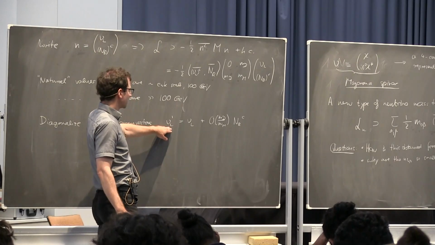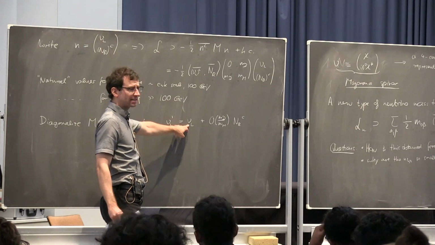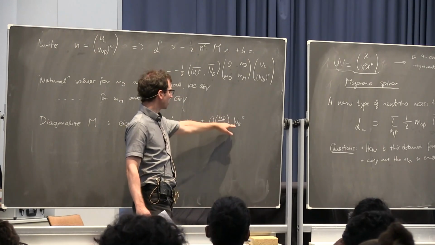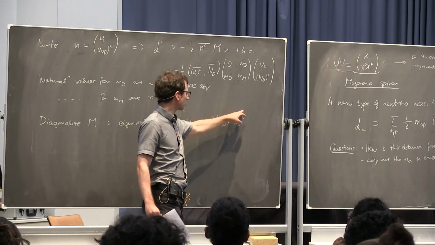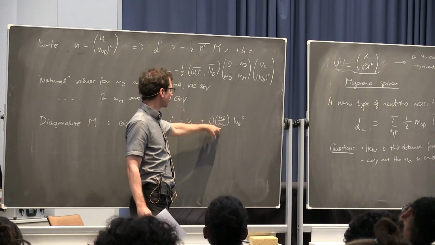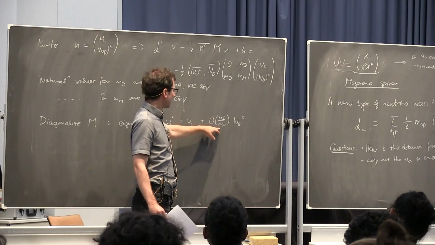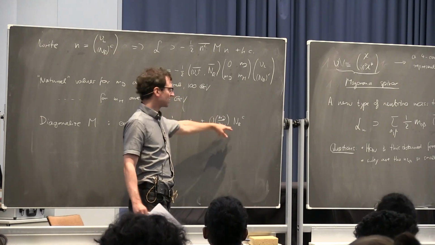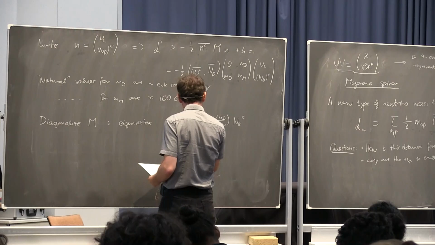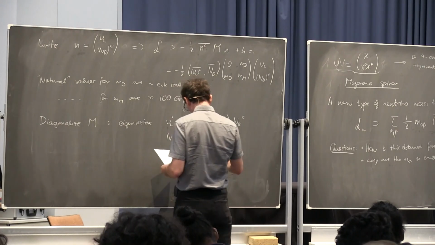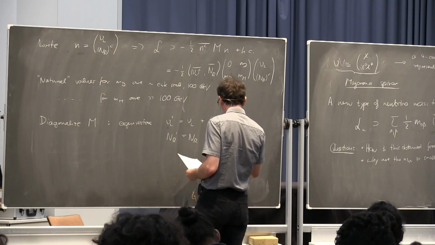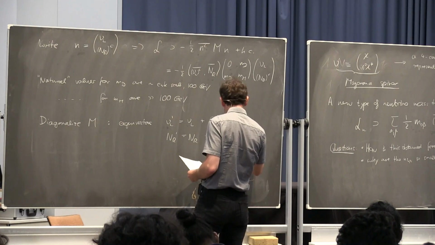So our physical nu left state is essentially identical to the nu left state we had introduced here based on symmetries, plus a small admixture of this other left-handed state, the antiparticle of the NR, but with a coefficient of order MD over MM, and that can easily be made so tiny that we're never going to see this in an experiment. Similarly, the NR prime is essentially the NR plus a small admixture of the nu left charge conjugate.